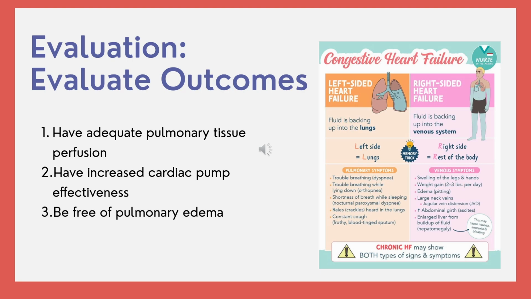Our next problem that we want to evaluate is seeing if we have increased cardiac pump effectiveness. So our goal here is to improve the heart's ability to pump blood efficiently. So we evaluate this through stable and improved ejection fraction, normal heart rate and rhythm, and reduced symptoms of fluid overload, such as having a decrease in peripheral edema and improved activity tolerance. So we use medications, lifestyle modifications, and different interventions to help achieve this outcome.